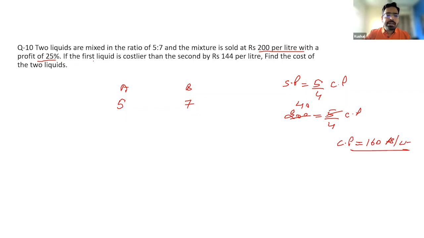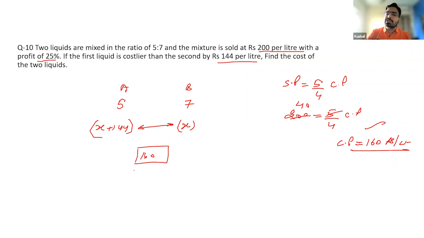Now, the first liquid is costlier than the second liquid by 144 rupees per liter. So if I'm taking X rupees per liter for the variety B, for the variety A it should be X plus 144 rupees per liter. Right? Find the cost of the two liquids. Understand this thing: only the relationship between costs was given to me over here. I could not have used my selling price over here. I will have to use my cost price only, which is 160 rupees per liter.